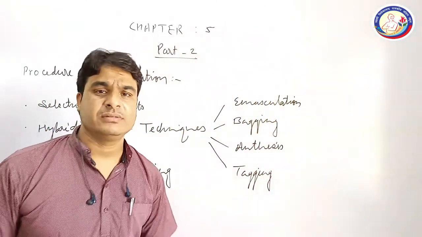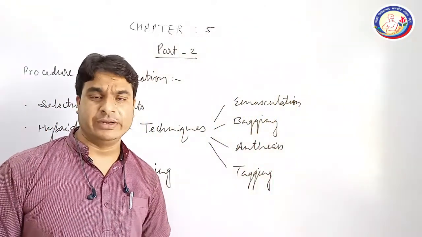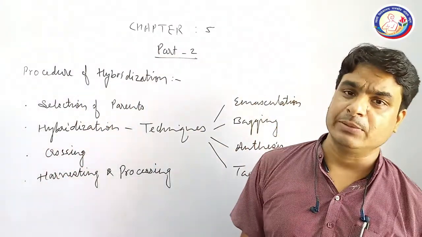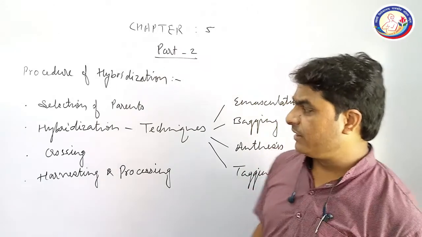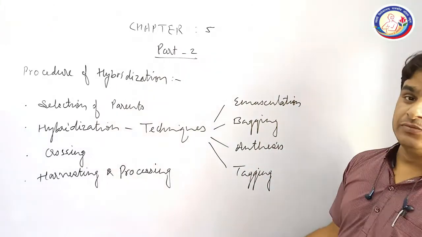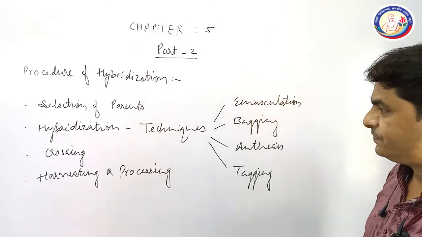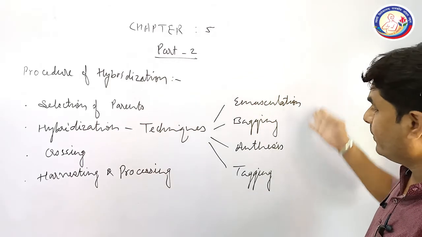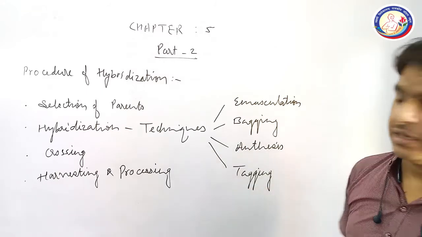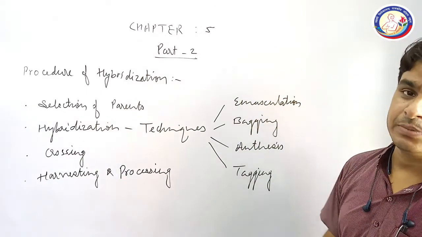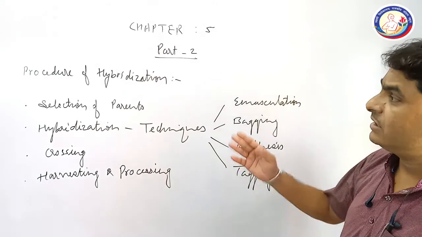In general, Gregor John Mendel used the garden pea plant for his hybridization experiment, and he performed the experiment up to F3 generation. After following all these techniques, crossing is done, and finally we will harvest and process the product. So let's see the procedure of hybridization.